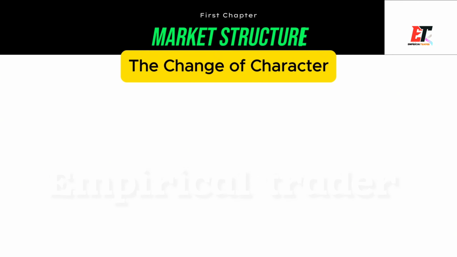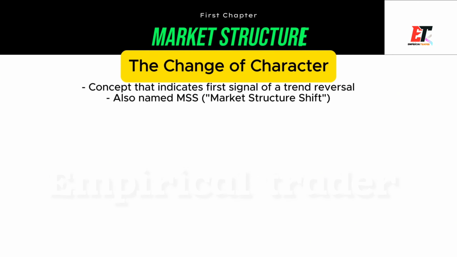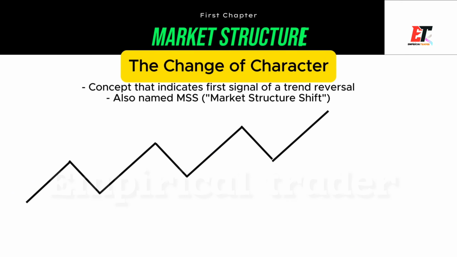Change of character. The change of character, also named market structure shift, is another concept used by smart money that indicates the first signal of a trend reversal. Let's go straight into the examples starting from a simple uptrend price action. Price goes up, pulls back, and breaks the high. Pulls back, breaks the high, pulls back, breaks the high.